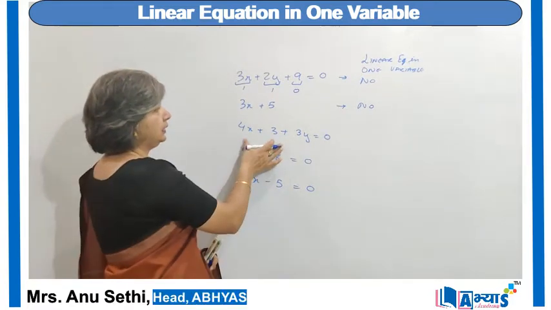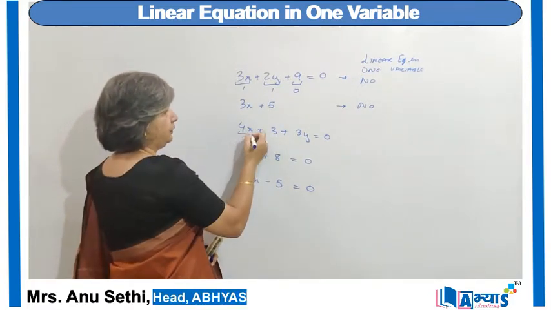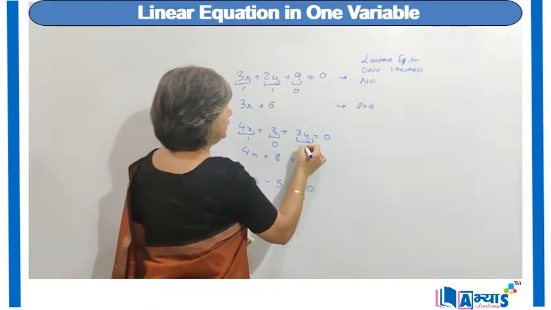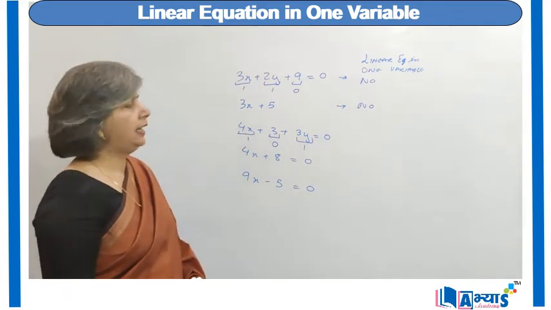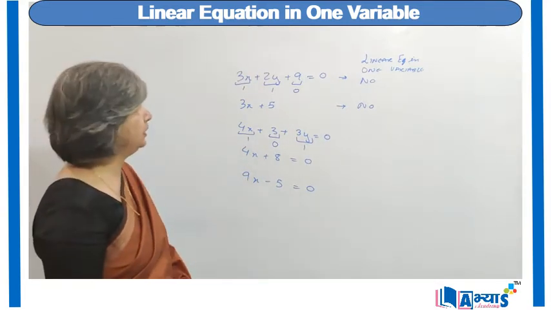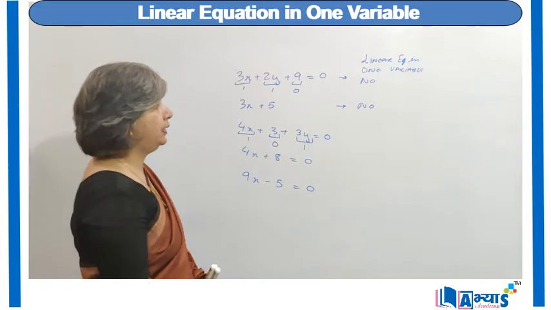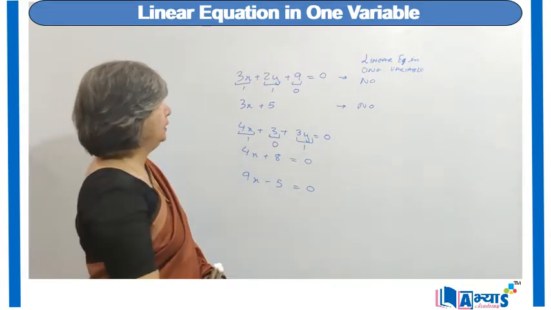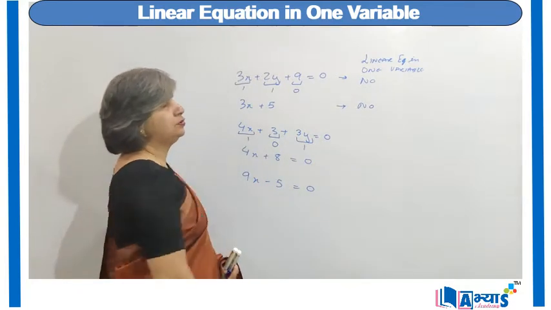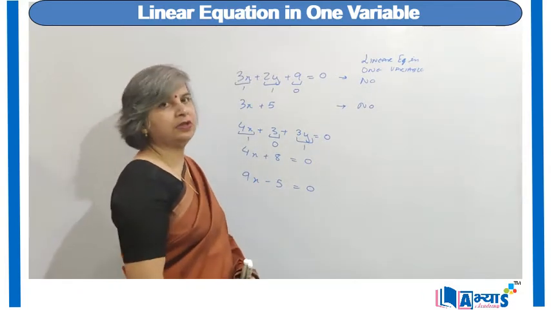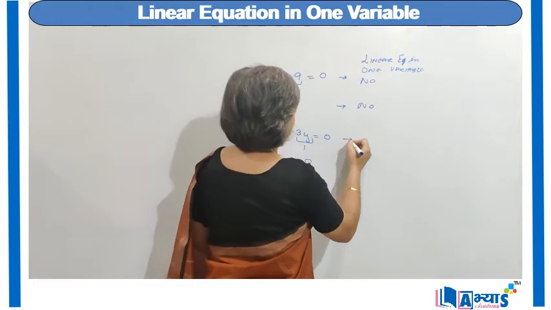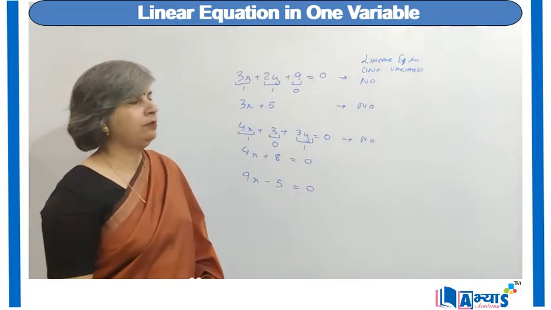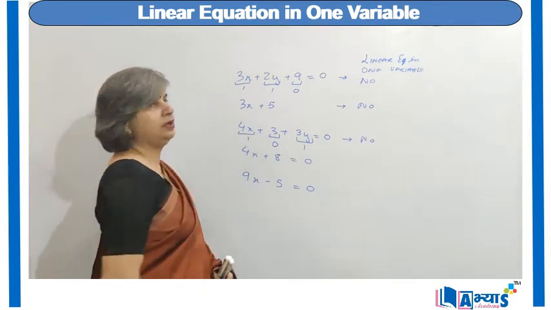Now for the third case, the first term is of degree 1, the second term is of degree 0, the third term is again of degree 1. As all the terms have degree 1 or less than 1, and moreover we have an equal to sign, it is a linear equation. But it has two unknowns x and y, so it is not a linear equation in one variable. So third is also no. For the third statement, again the answer is no, because it is a linear equation in two variables.